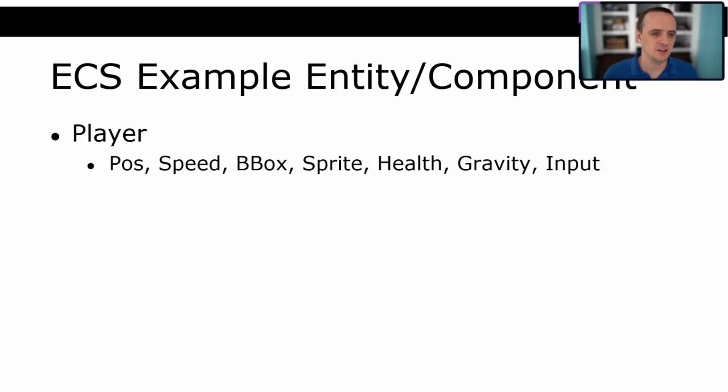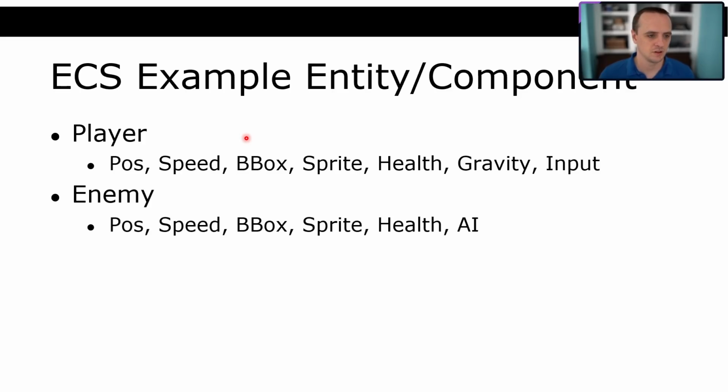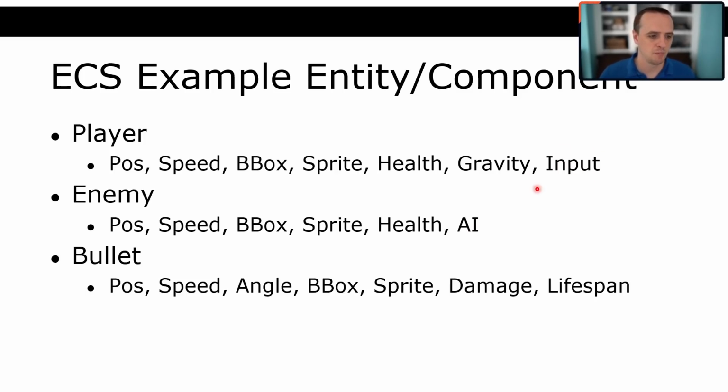So here are some ECS example entity and component relationships. If you have a player, the player could have a position, speed, bounding box, sprite, health, gravity, and input. These are all the components that our game would have that we would include in the player entity. An enemy may have some of these things, but instead of input, it would have an AI. A bullet may have various components, and a tile may have various components as well.